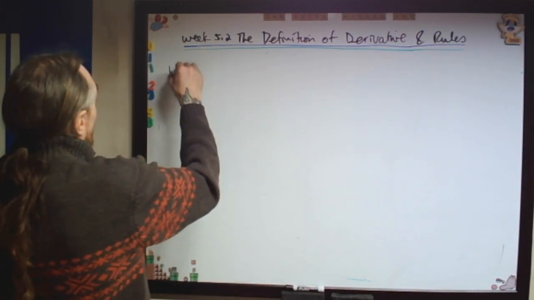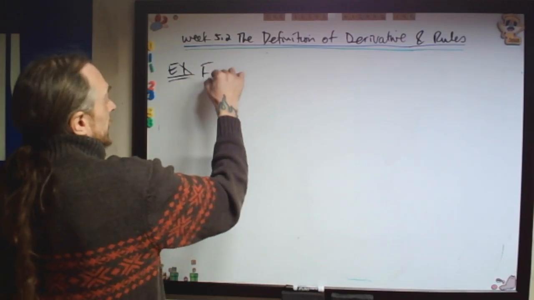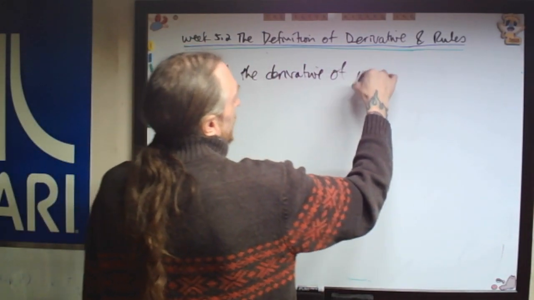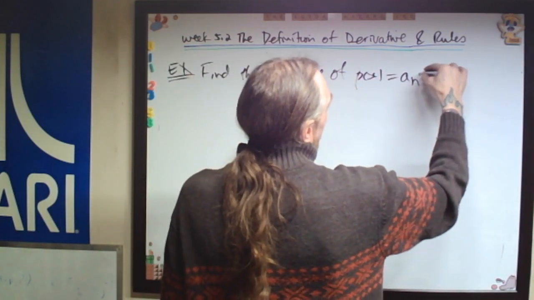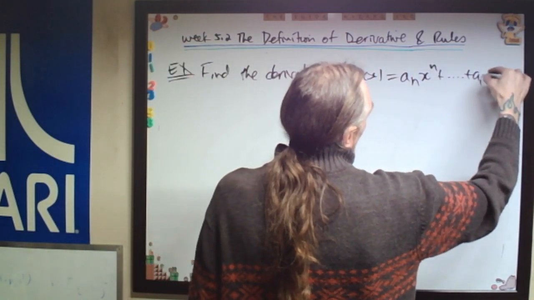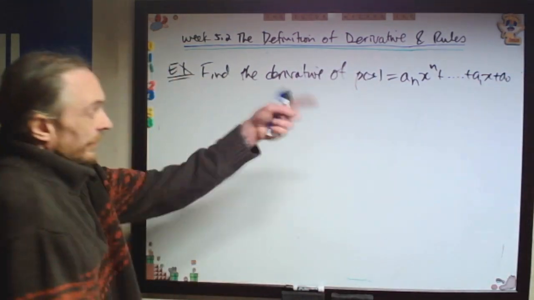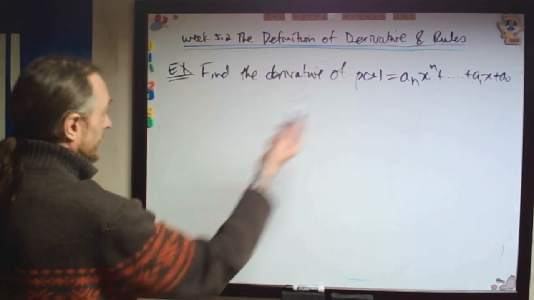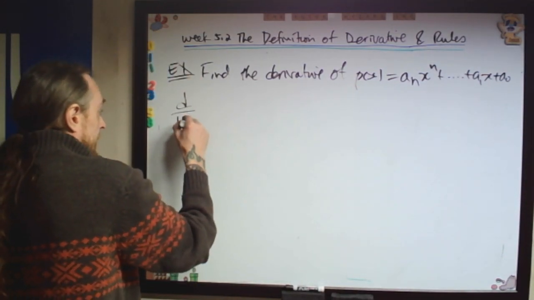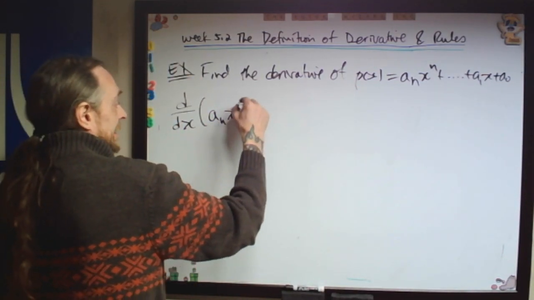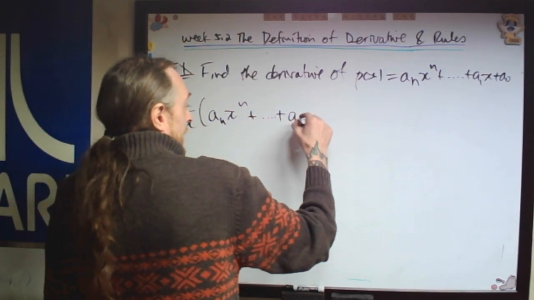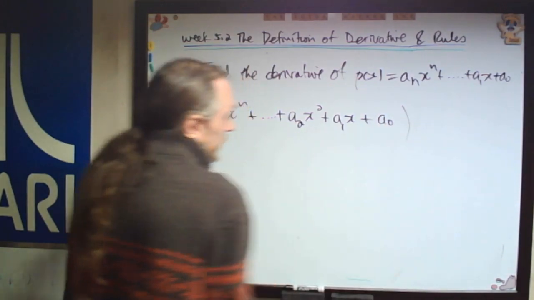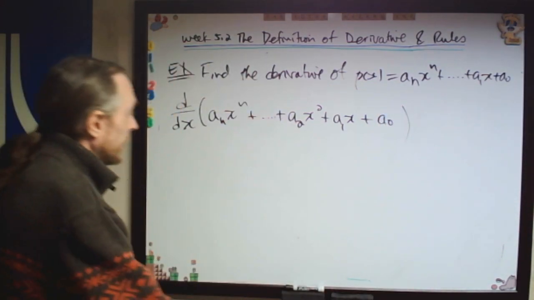Example, find the derivative of all polynomials. So p of x is now going to be a n x to the n plus dot dot dot plus a1 x plus a0. Find the derivative of any arbitrary polynomial. I'm going to use the power rule and some of the derivative rules. So this is the derivative with respect to x of a n x to the n plus dot dot dot plus a2 x squared plus a1 x plus a0. There's an arbitrary polynomial. Then what can I do?